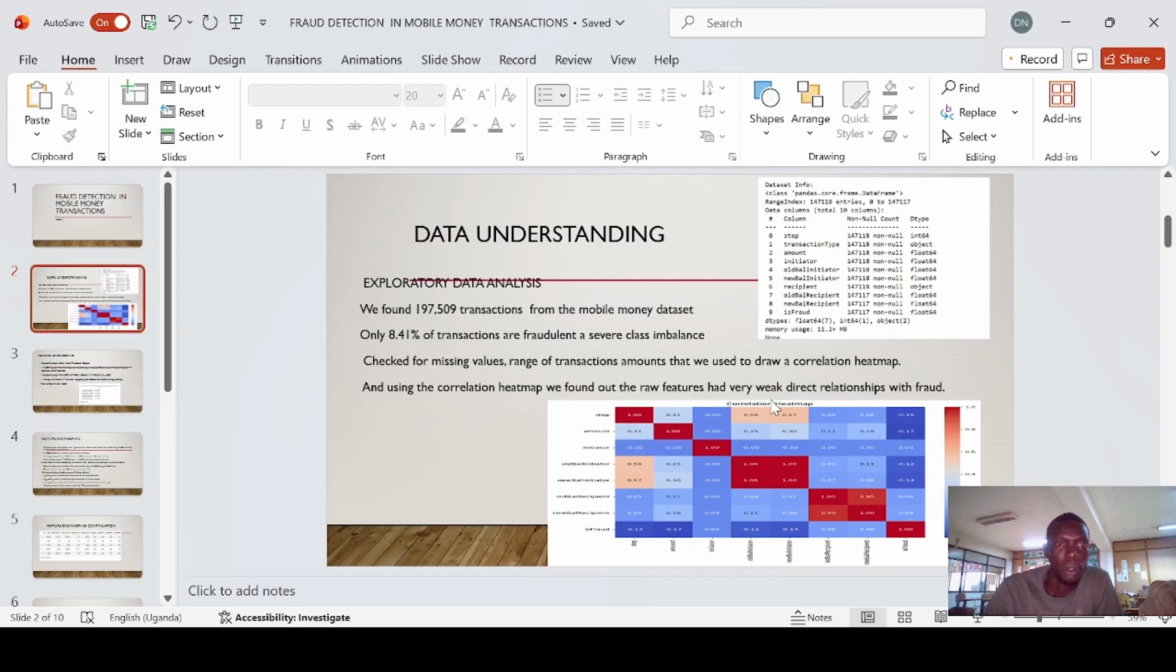During our exploratory data analysis, we discovered a major challenge. Only 8% of transactions were fraudulent. This class imbalance meant that a model predicting every transaction as legitimate would still achieve over 91% accuracy, making accuracy alone a misleading metric.